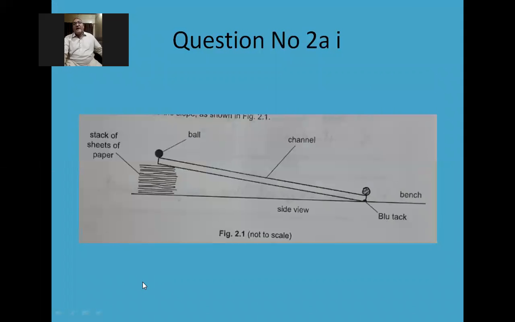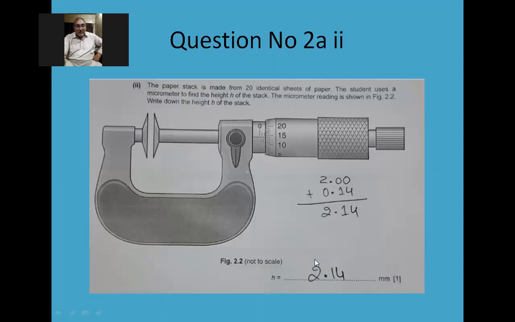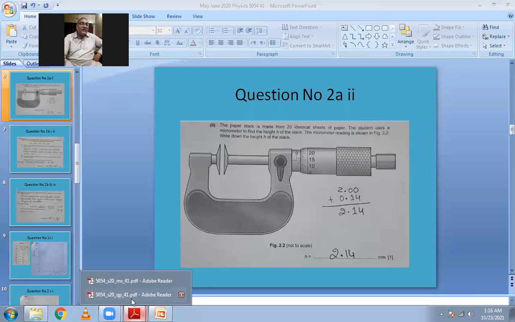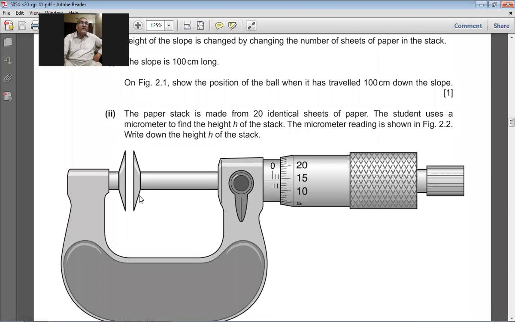So you can see here, that's question number 2A, first part. I have shown a ball here. So you can see this ball here. When the ball has rolled 100 centimeter along this slope, the ball will be here, after covering the 100 centimeter, at the edge of that incline. Okay, so the next question is coming up on your screen. Let me show you.